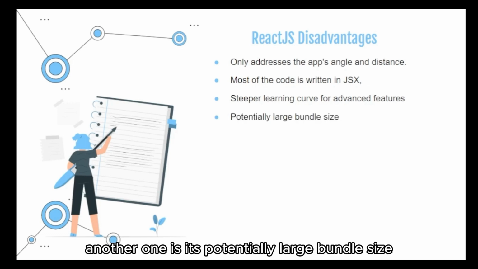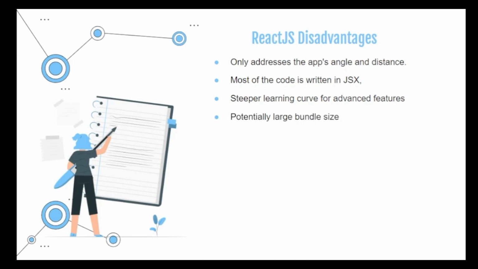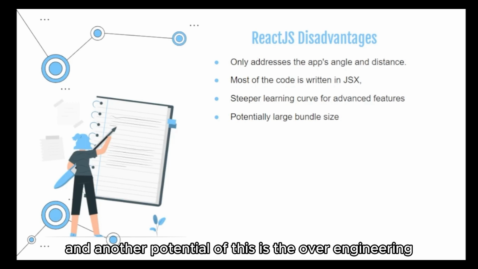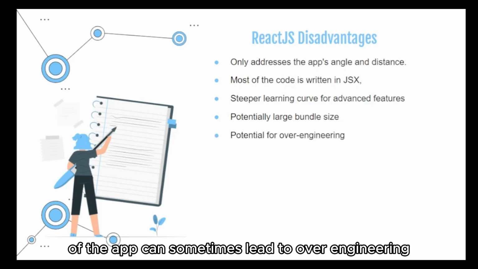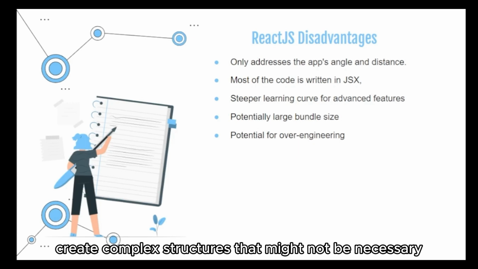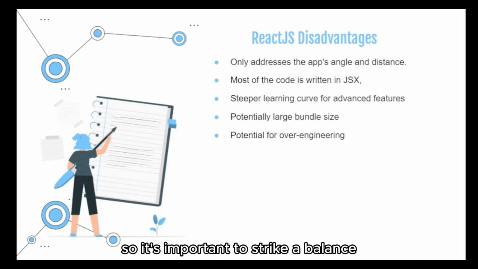Another one is its potentially large bundle size. Complex React applications can lead to larger bundle sizes, impacting initial loading times. And another potential downside is over-engineering. The flexibility of React can sometimes lead to over-engineering, where developers create complex structures that might not be necessary. So it's important to strike a balance between simplicity and flexibility.